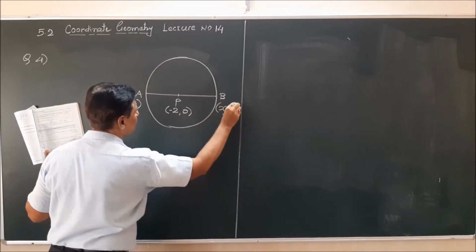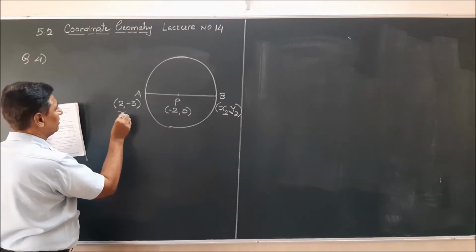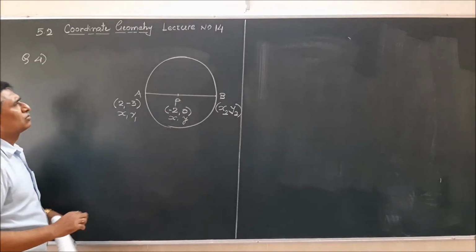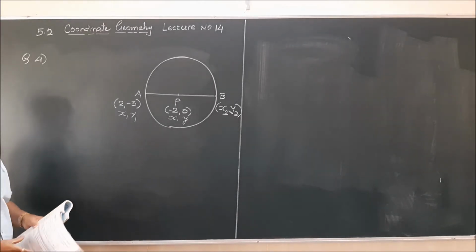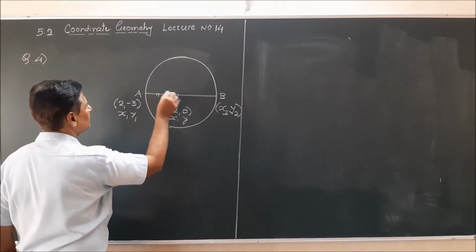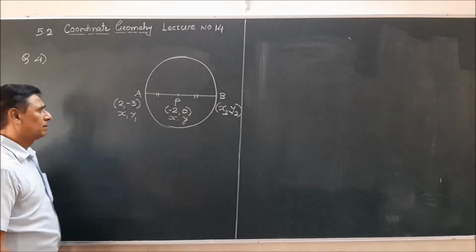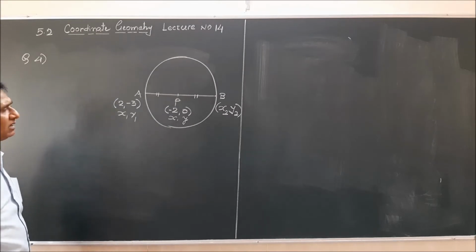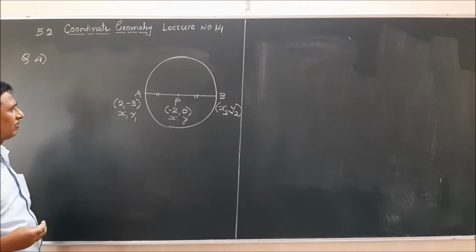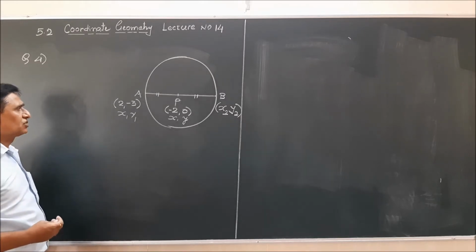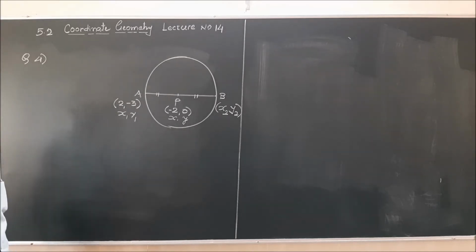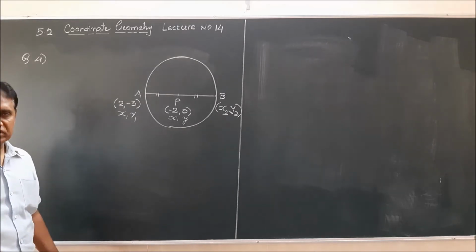We don't know the coordinates of B. So we label them as x2, y2, x1, y1, x, y. Try to understand. In this case, AB is the diameter. Diameter always passes through the center. P is the center of a circle. P is having the coordinates -2, 0. I label them as x and y. Coordinates of A, x1, y1. Coordinates of B, x2, y2. We don't know the value of coordinates of point B.